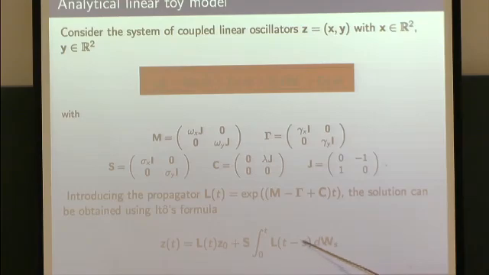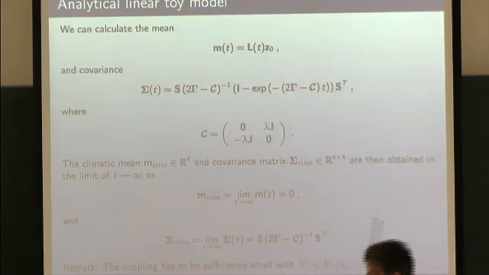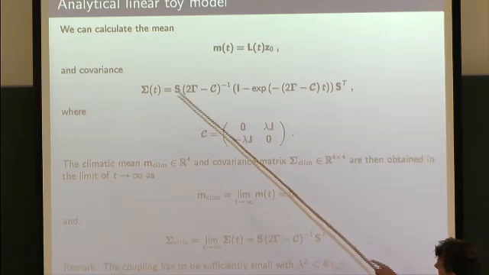So we can solve this using Ito. We know a solution of this equation. And now we can look at what the climatic means and climatic variances of these are. So we can calculate the mean and the variance here.